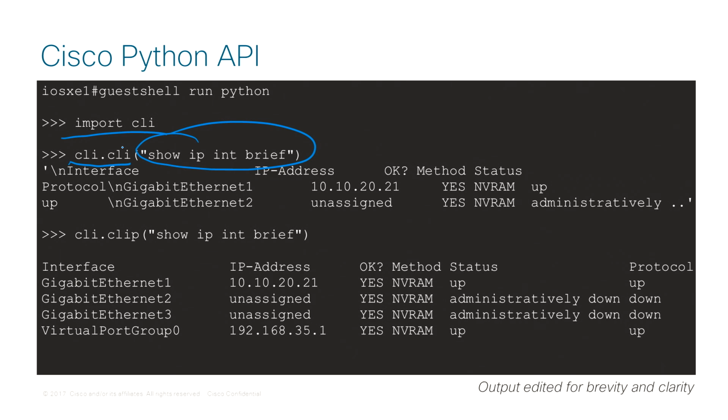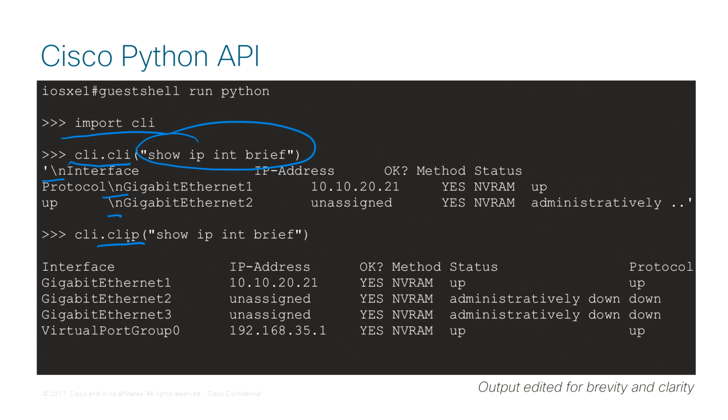Now, some of the CLI functions do have different variations for options. In this case, what CLI.CLI gives us back is a string of the output from that command. And we can see that inside of the string, the newline characters exist where it would actually roll to different lines. This is useful if you want to save the output of this command for further processing. If you simply want to print that output to the screen and you're not worried about saving it to process it further, that's where CLI.CLIP comes in.